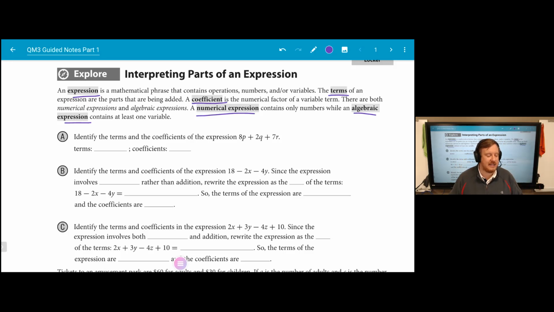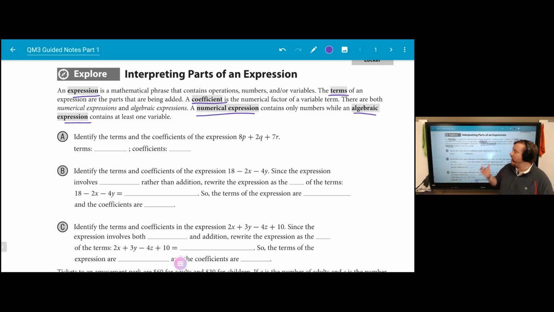Coefficient is the number multiplying the variable. In other words, the numerical factor of the variable term. We'll see what that looks like in reality here. When it comes to expressions, we have numerical expressions and algebraic expressions. Well, let's look at the root words here. Numerical sounds a lot like numbers, so that's why it contains only numbers. And algebraic has at least one variable because it's algebra, and in algebra, we just added letters. It's not English class, I know, and I've heard that before. It's okay. All right, let's go ahead and do this business here.